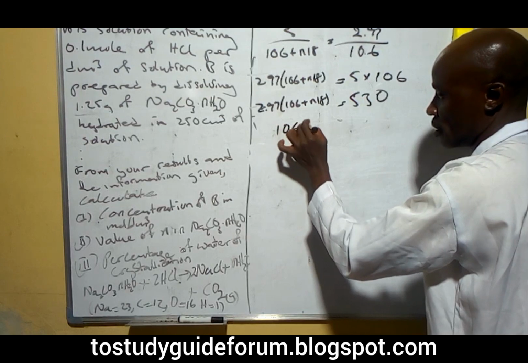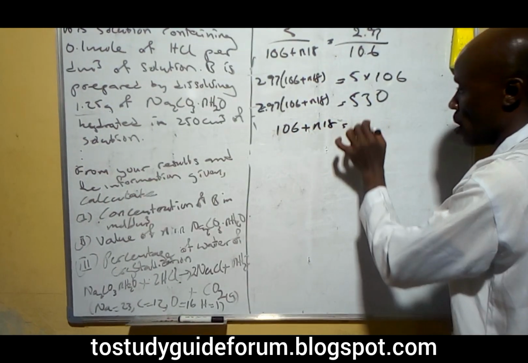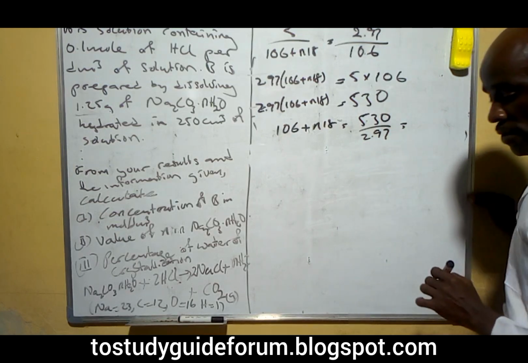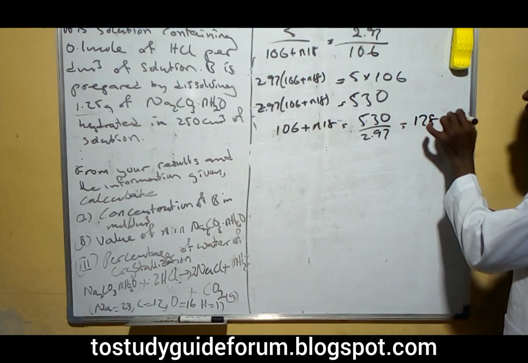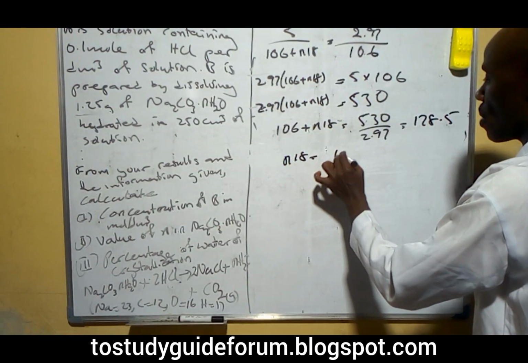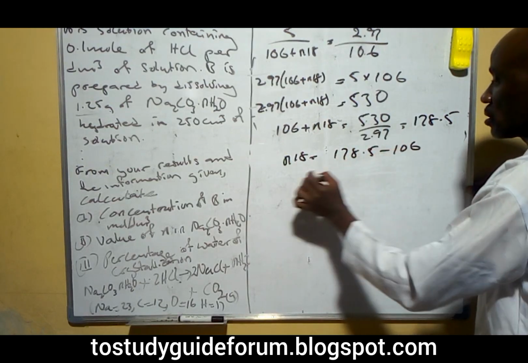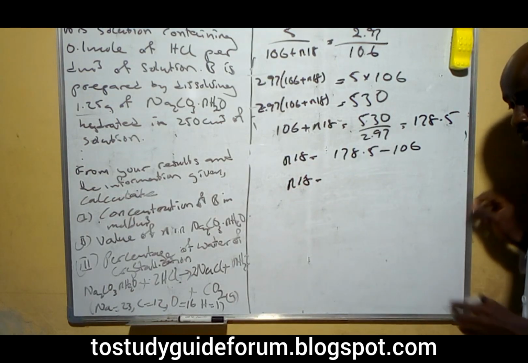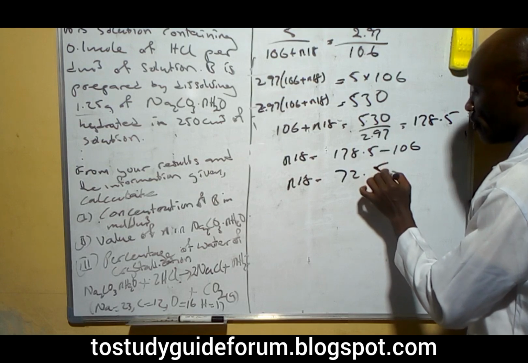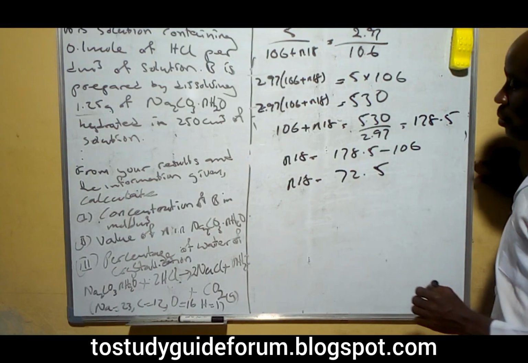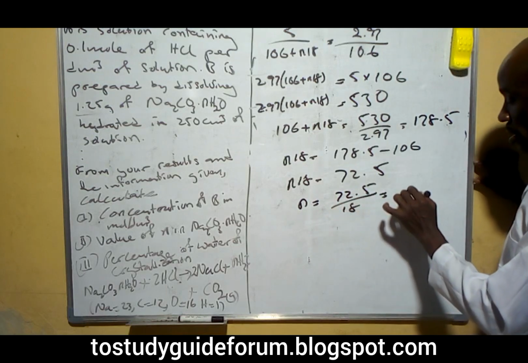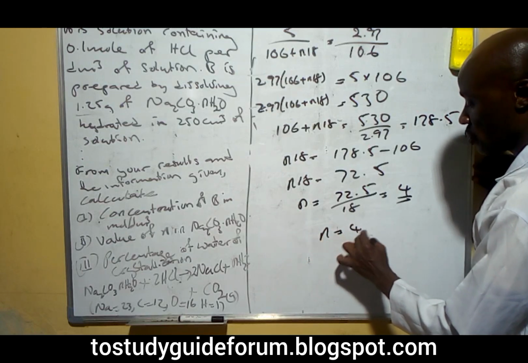That will give us something that will look like this: 106 plus n18 equal to 530 divided by 2.97. That will give us 178.5. So when we move this one over to here, by subtraction, we'll have n18 equal to 178.5 minus 106. That gives 72.5. So n will then be 72.5 divided by 18. That will give us n equal to 4. That means this one is equal to 4.